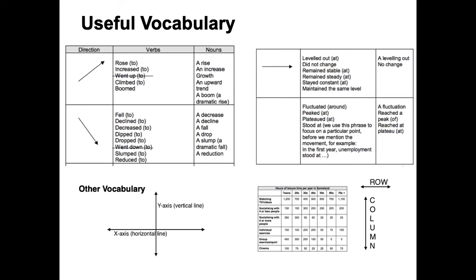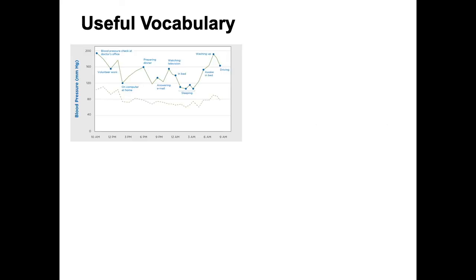All right. Other useful vocabulary. So, for instance, if information is going up and down, it's not consistent. It's inconsistent, rather. You can say that it's fluctuating. So, for example, humans' blood pressure tends to fluctuate throughout the day.